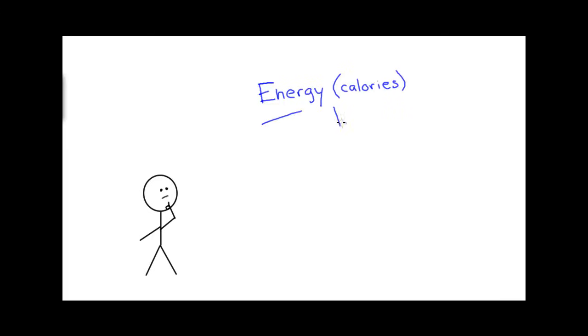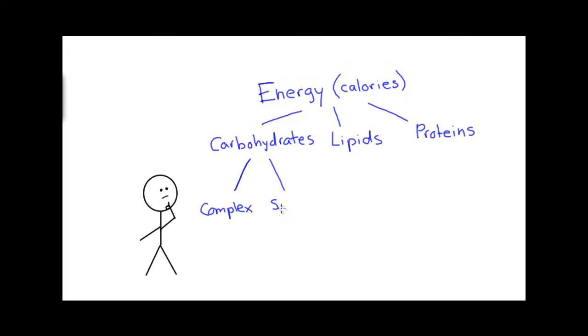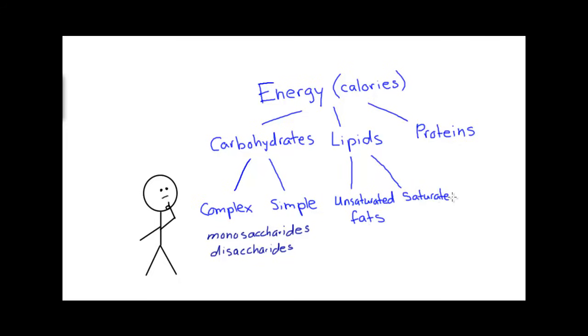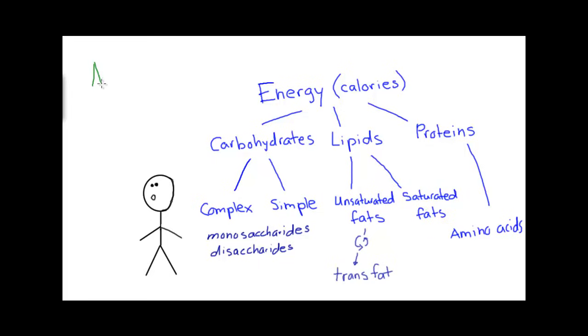So far, we've learned that our bodies can only get energy measured in calories from the 3 basic food nutrients, carbohydrates, lipids, and proteins. We've learned about complex and simple carbs constructed from monosaccharides and disaccharides. We've learned that unsaturated fat is a healthier choice than saturated or trans fat. We've learned about proteins constructed from amino acids and that low-fat protein sources are the healthiest choice.